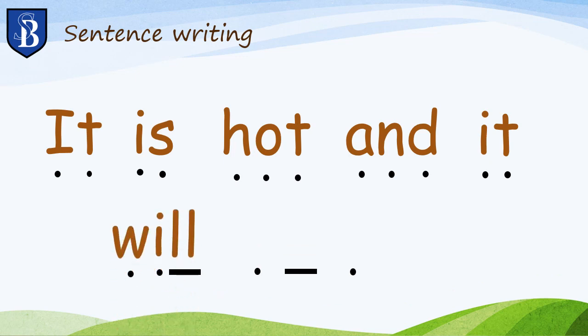Will, W-I-L-L. There's a digraph there. Well done if you knew it was a digraph from the line. And finally, burn, B-U-R-N, burn. It is hot and it will burn. There's just one thing that this sentence needs. That's right, it needs a full stop at the end. It is hot and it will burn.